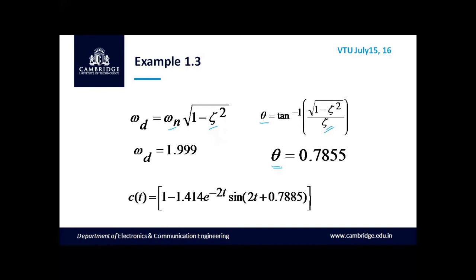So now substituting for omega d, theta, zeta and omega n in the response, C of t will be equal to 1 minus 1.414 into e to the power of minus 2t into sine of 2t plus 0.7855. Omega d 1.999 has been rounded up to 2 in this case.